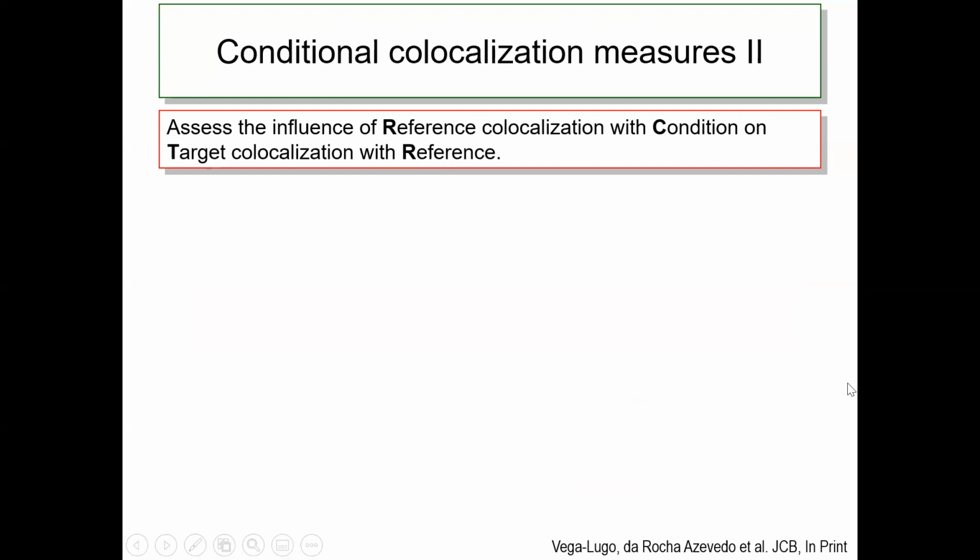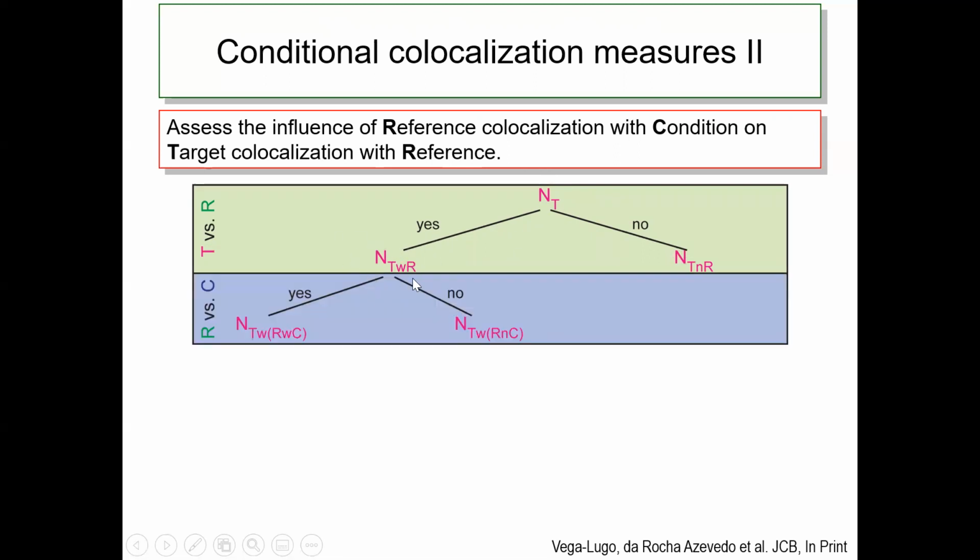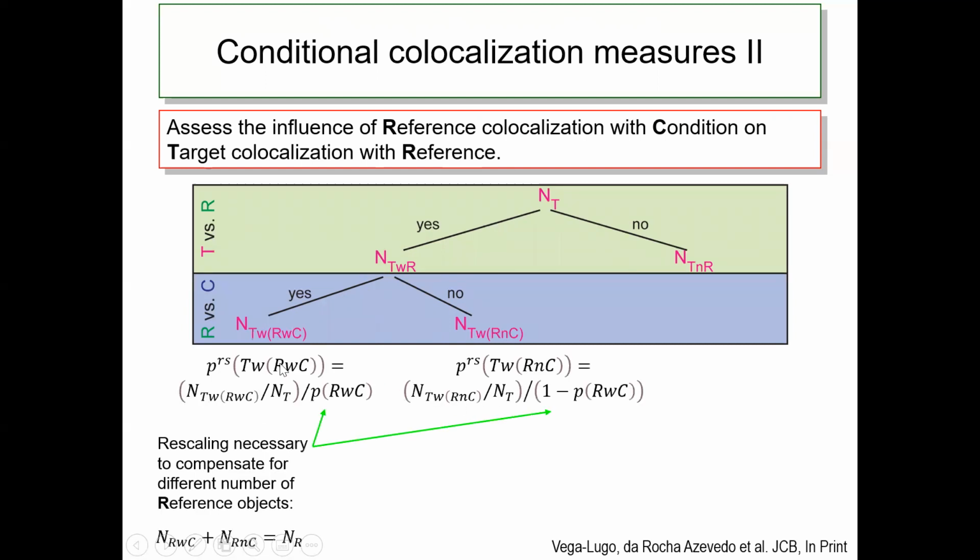We can do a similar analysis, at least similar in spirit, to assess then the effect of condition on reference. So here we're asking how much influence does reference colocalization with condition have on target colocalization with reference? So in a similar fashion, we basically take now the target objects and we divide them into those with reference and those without. And then for those that are with reference, we look at these reference and we ask how many of them are with condition or not with condition. And from these subdivisions, we can calculate colocalization measures shown here in these equations, which reflect the influence of the reference colocalization with condition on target colocalization with reference.